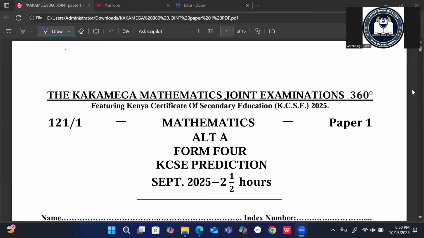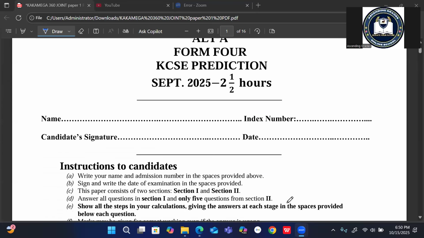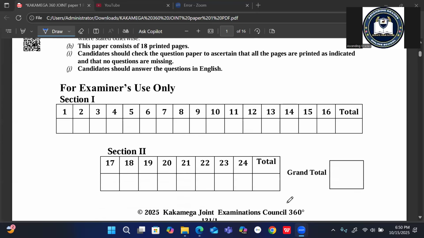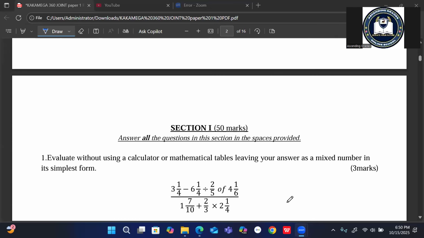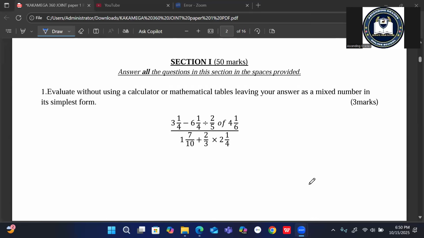Okay. This is the Kakamega Mathematics Joint Examination, Paper 1. First of all, I hope that you are all fine. So we are going to do a revision of it. As you can see, we have the instructions to the candidates. Then go to section 1. We're going to tackle section 1 this particular time.